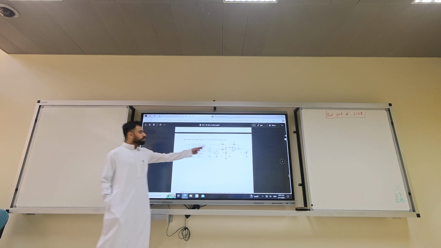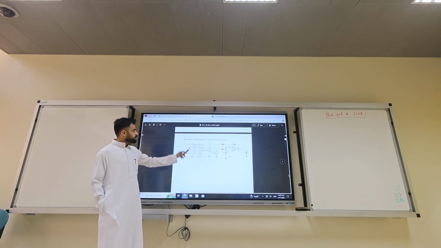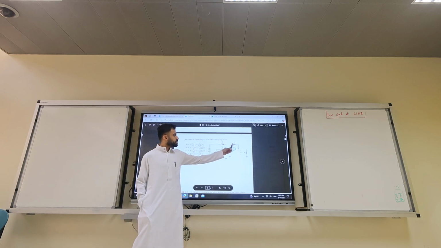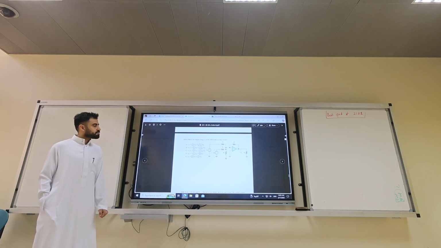Well, for VA, we know it's minus R3 over R1. So we can eliminate option A. We can eliminate option E. So it's either B or C or D. But how about this? Can we just find the voltage of the first?